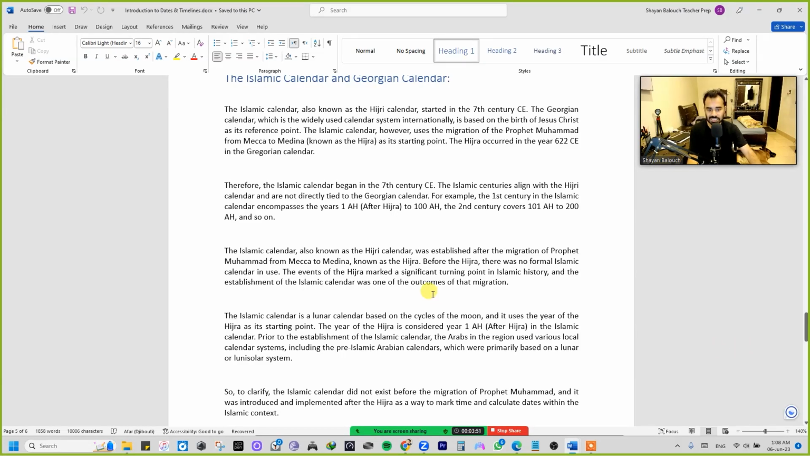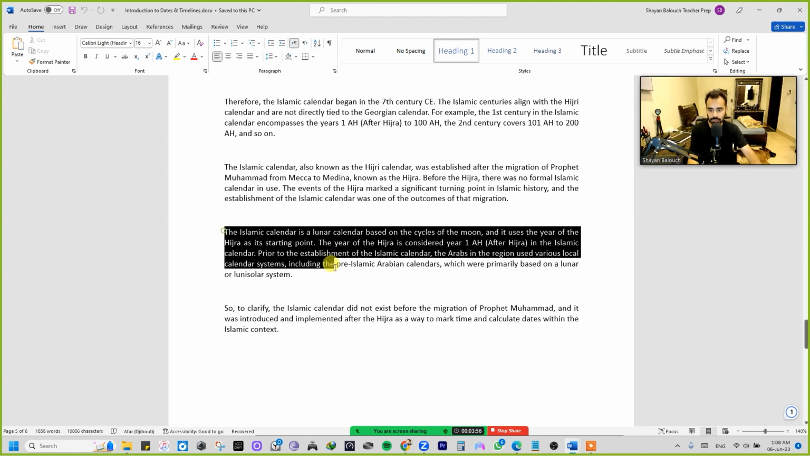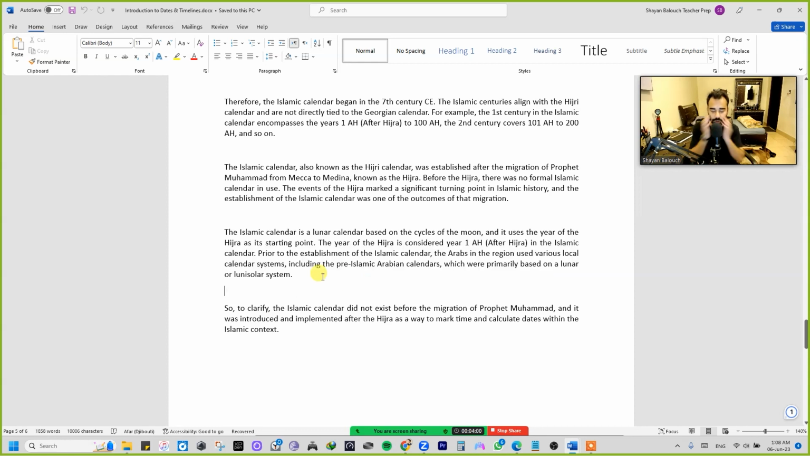All right, students, now let's continue to the second last paragraph. So over here it says, I'm going to be reading out this paragraph for all of you, and we will be doing the explanation of this one as well. All right, so the Islamic calendar is a lunar calendar based on the cycles of the moon, and it uses the year of Hijrah as the starting point, like we discussed in the previous paragraph.